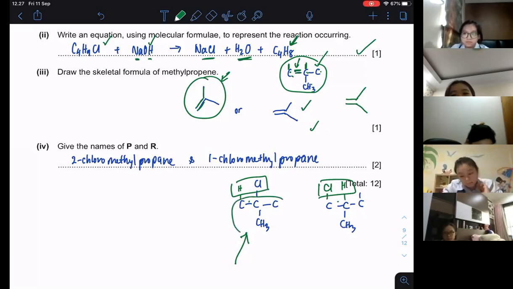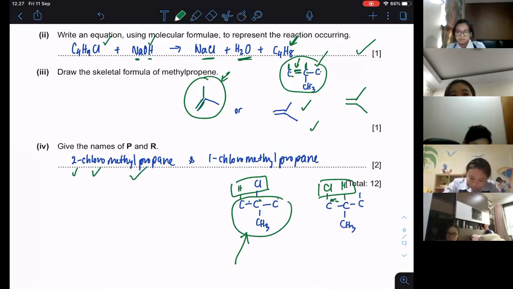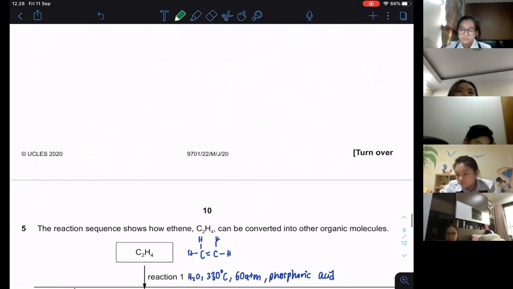This is methyl propane, so this one is going to be chlorine. Chlorine can come at 1, can come at 2, so I put 2: 2-chloromethylpropane. In this case, the chloro came at position number 1. Why not position number 3? We always look at the smallest number when we name. So it's going to be 1-chloromethylpropane. That's going to be the answer.